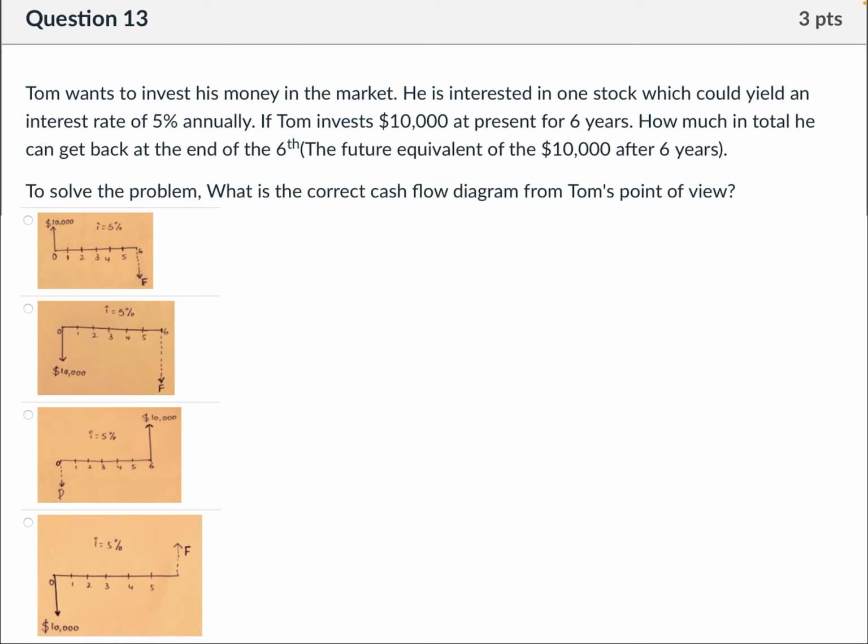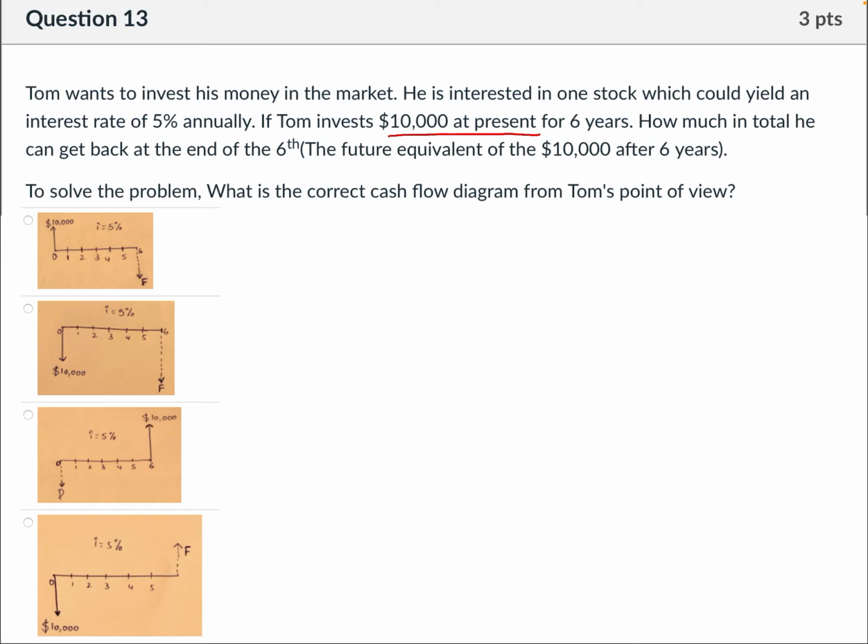All right, question number 13 is about the equivalent values. Okay, so Tom wants to invest his money in the market. He is interested in one stock which could yield an interest rate of 5% annually. So if Tom invests 10,000 at present, so 10,000 is a present value, for 6 years, how much in total can he get back at the end of the 6th year?